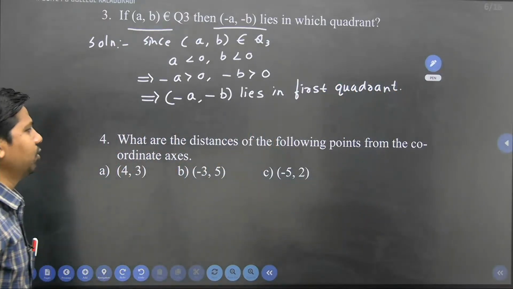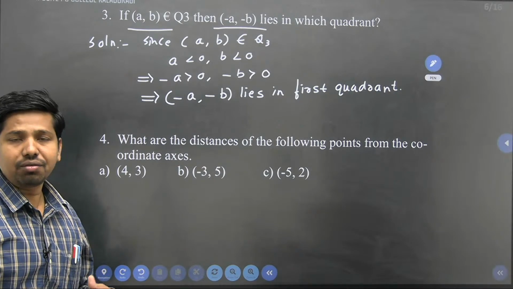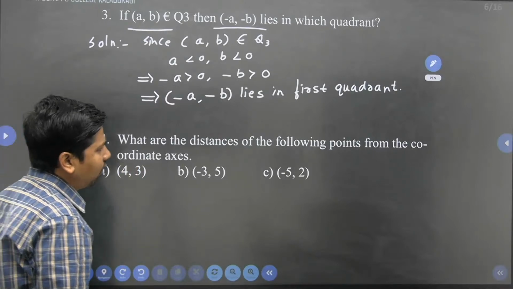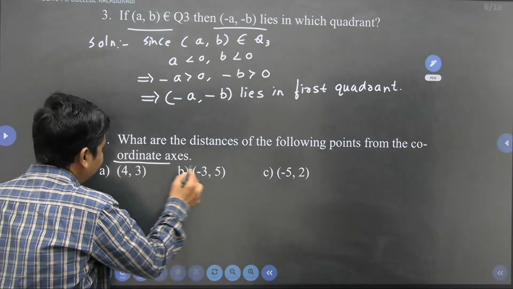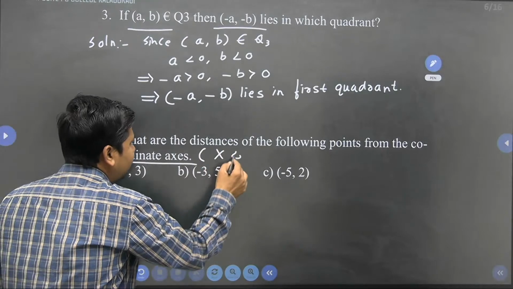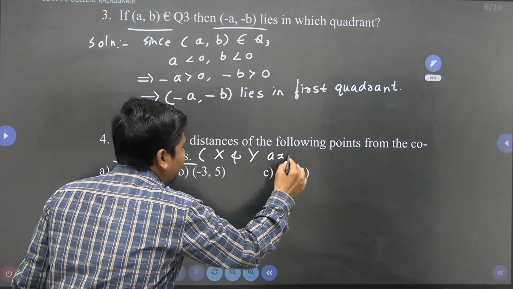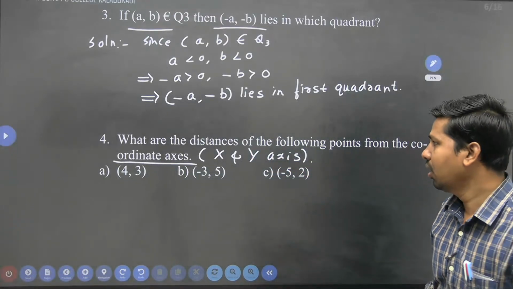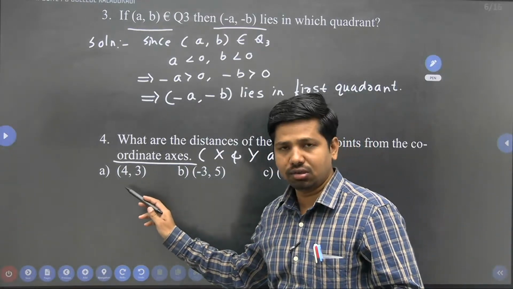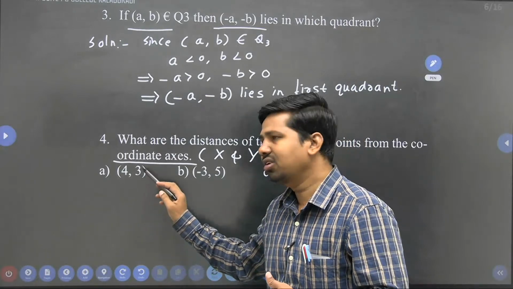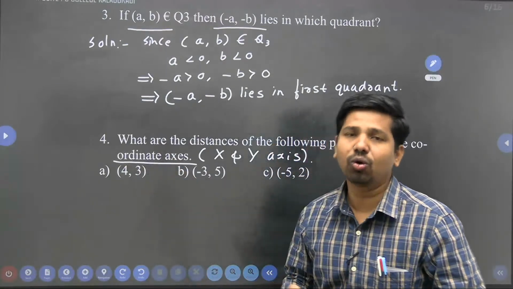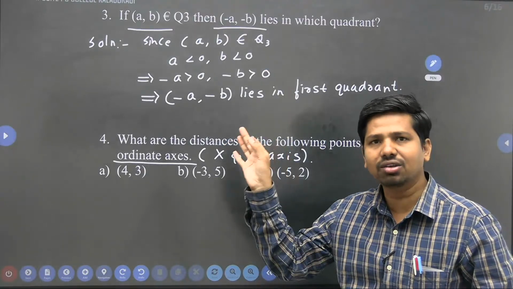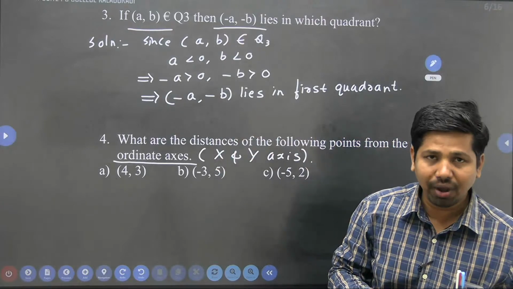So that was a simple example related to identifying which quadrant the point lies in. Next one: what are the distances of the following points from the coordinate axes? Coordinate axes means the x as well as the y axis. How much distance is this point from the x-axis and how much distance from the y-axis? I told you the point P is at a distance of y units from the x-axis and x units from the y-axis, right?